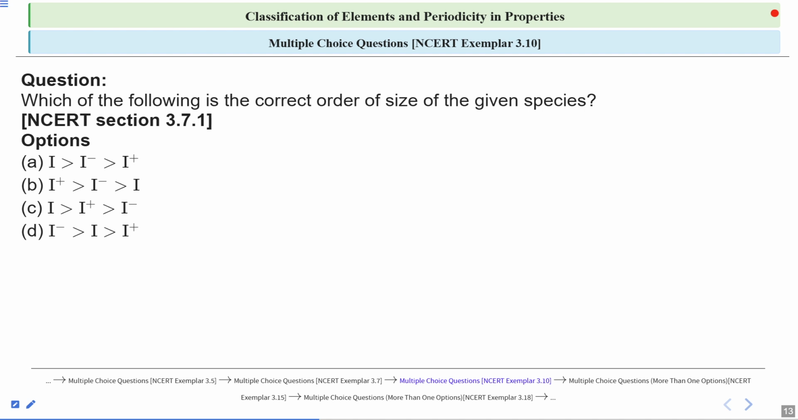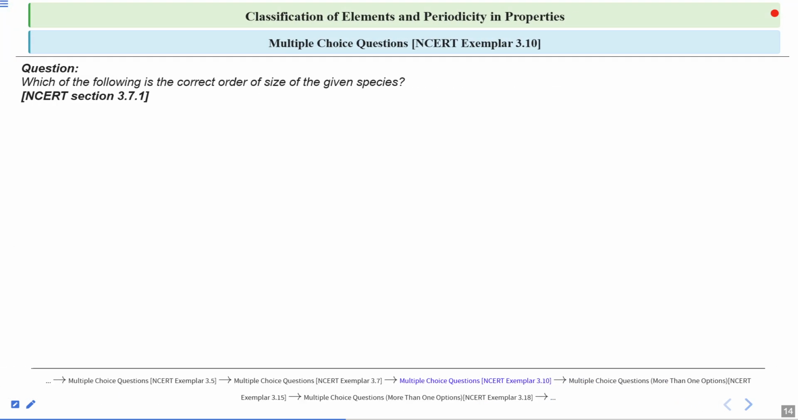Now coming back to this question, you have to arrange them in the order of decreasing size. So it is an easy one, I guess. Your time to solve this question starts now. Okay, moving on to the answer. The correct answer will be option number D. I minus is having the greatest radius, then the I plus.